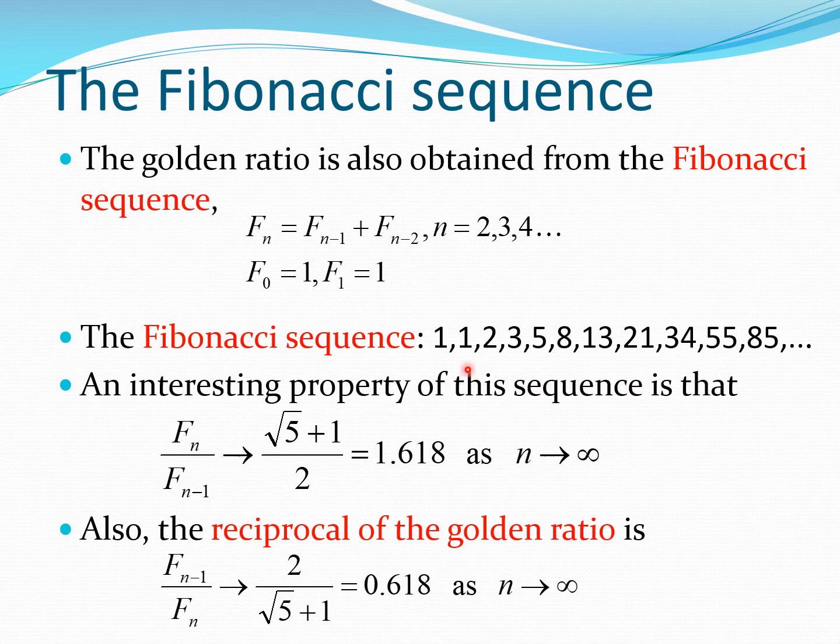So this particular sequence keeps going on like this. And an interesting property of this sequence is that if you take the limit of Fn by Fn minus 1, then this limit tends to root 5 plus 1 by 2 or 1.618, which is also the golden ratio. And also the reciprocal of this golden ratio would then be Fn minus 1 by Fn. So it would be 2 by root 5 plus 1, and that becomes 0.618 as n keeps going on and on.